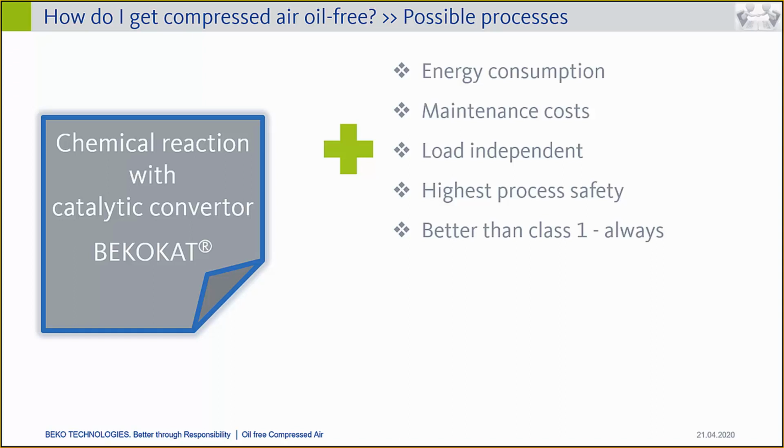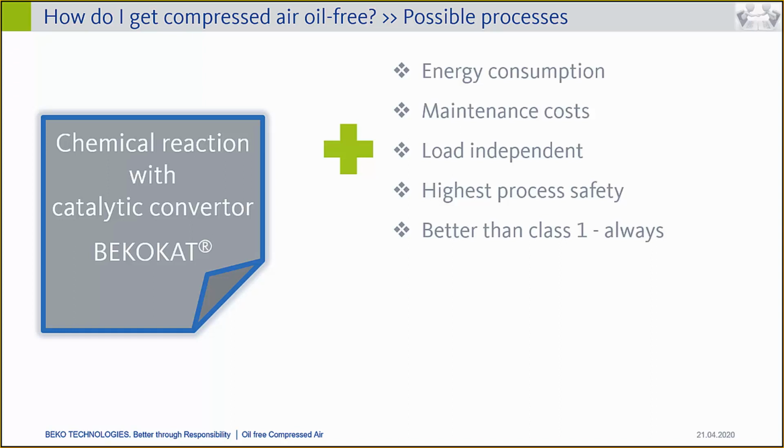Our recommendation is that you should not go below 20% of flow load, and in most cases that is quite easy to handle. It has the highest process safety because the whole process is fully temperature controlled, and that covers all the risks that may appear if you have just an activated carbon tower which is not controlled. But the BEKO-CAT is fully controlled, and it's always better than class 1. There's not more to talk about that.